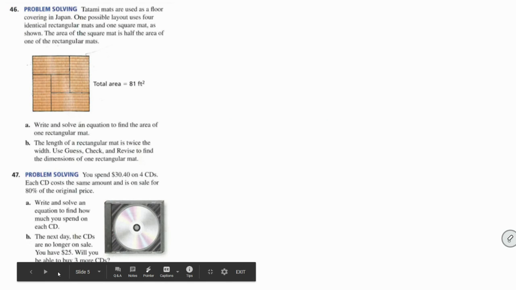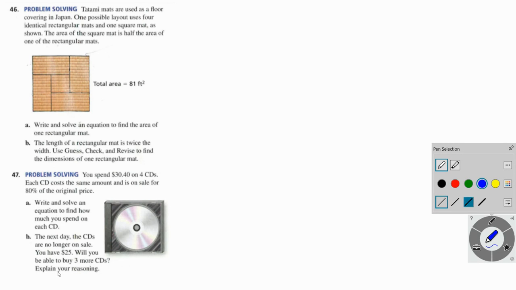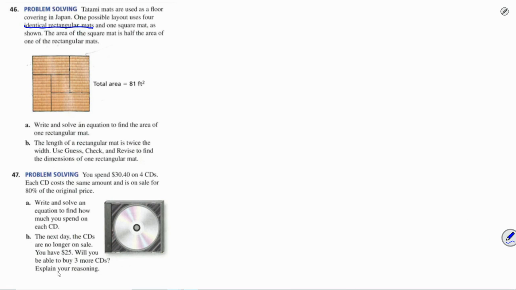All right. Last 2 problems of the video. This one up here is one of my more favorite ones. Tatami mats are used as a floor covering in Japan. One possible layout uses 4 identical rectangle mats and 1 square mat, as shown. The square mat is half the area of the rectangular mat. The total area is 81 square feet. Write and solve an equation to find the area of 1 rectangular mat.